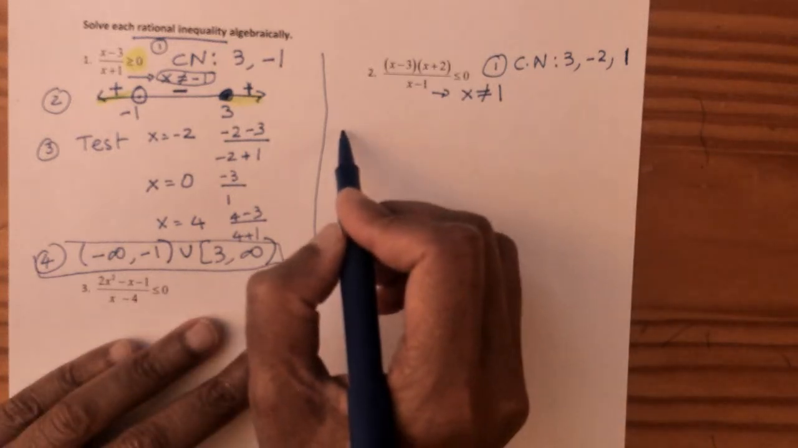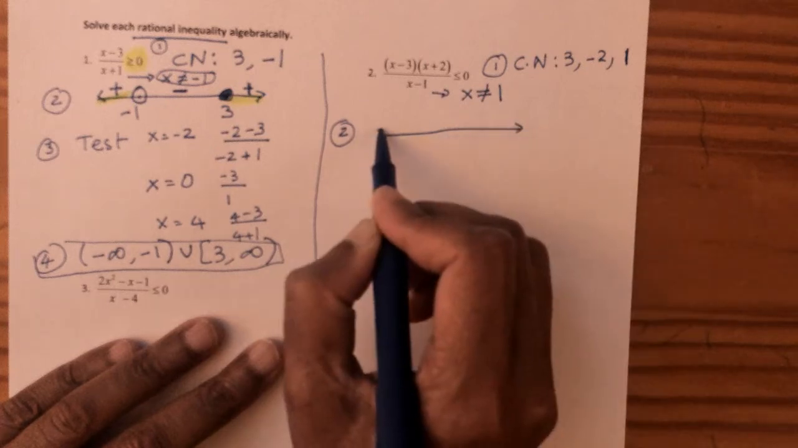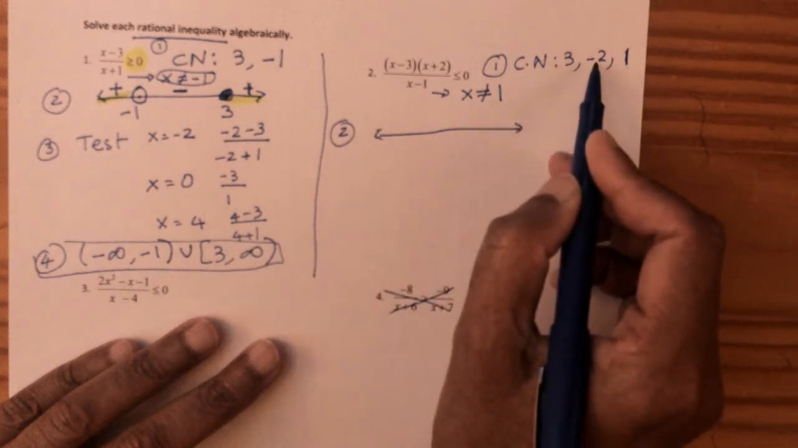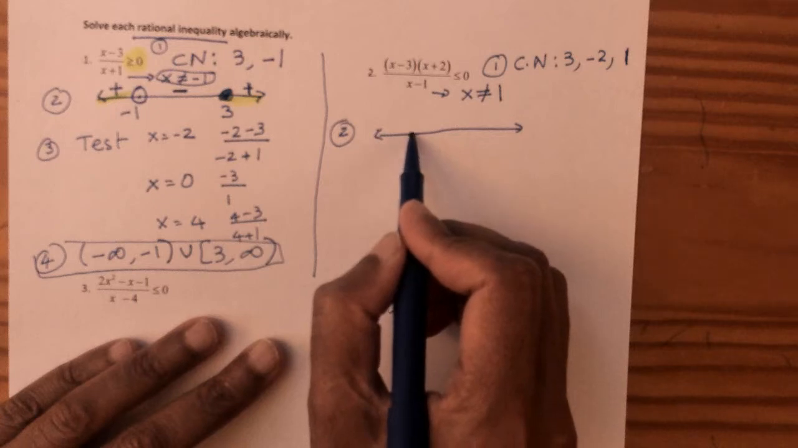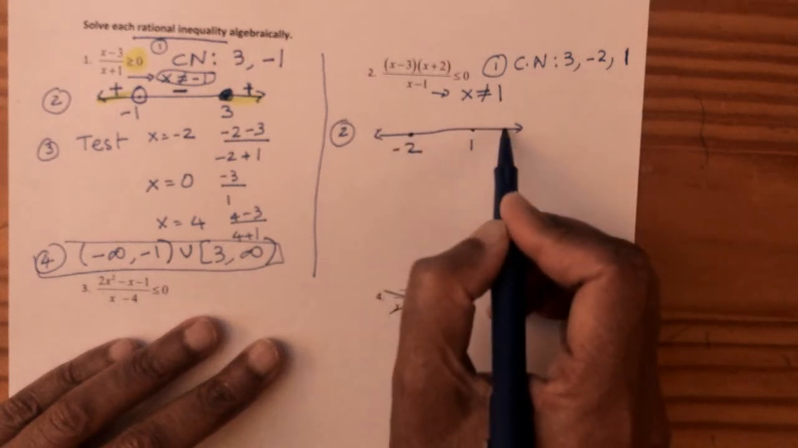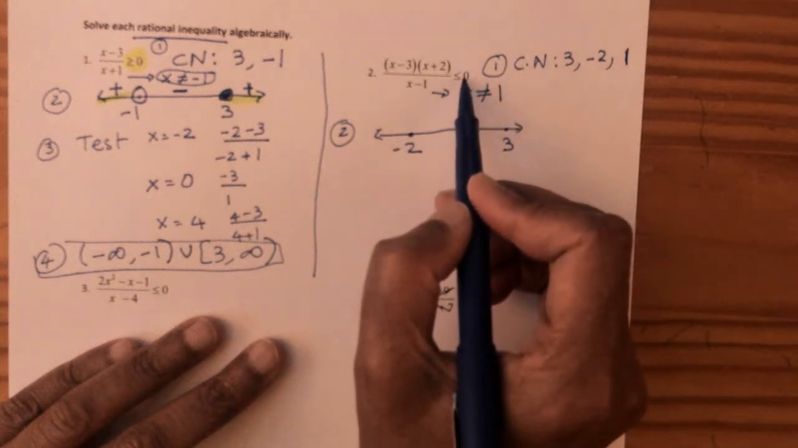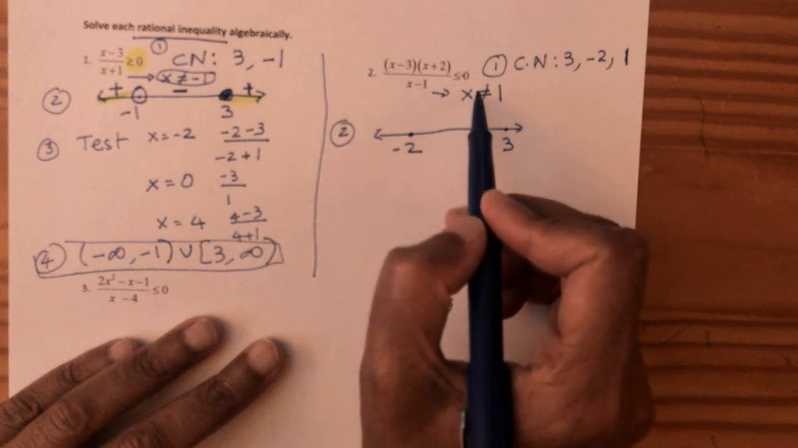So when I put this on the number line, I have 3 numbers to put. The lowest is negative 2. Then I put a 1. Then I put a 3. And then they all should be a closed circle because less than equal to, except for 1.